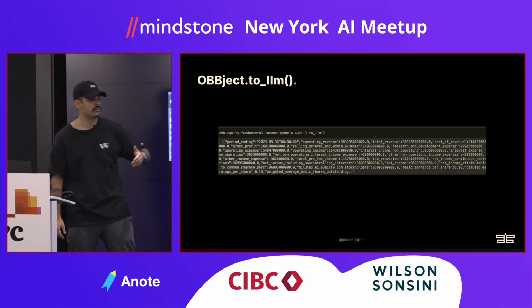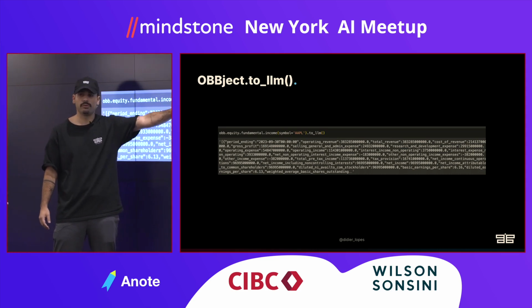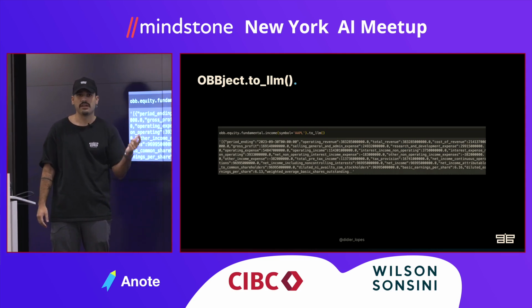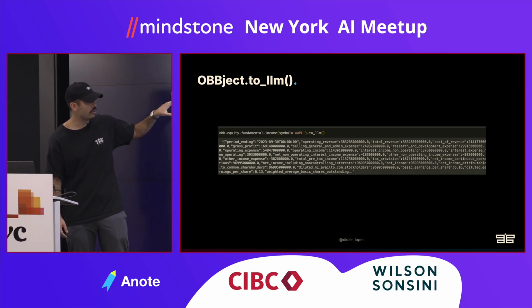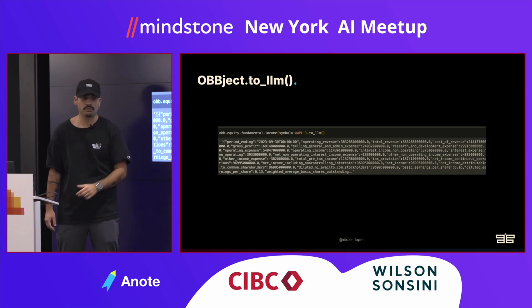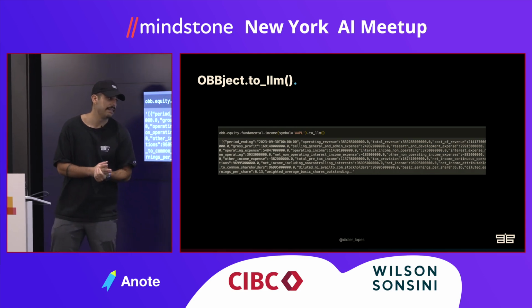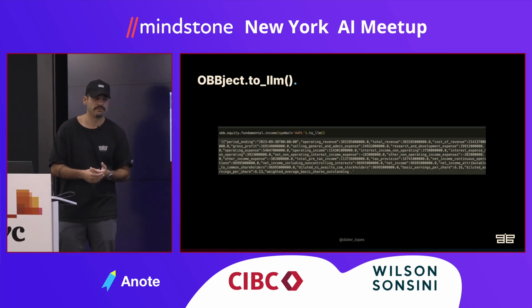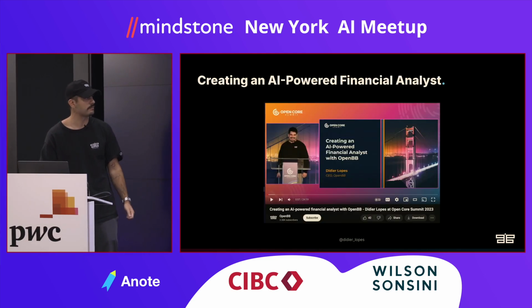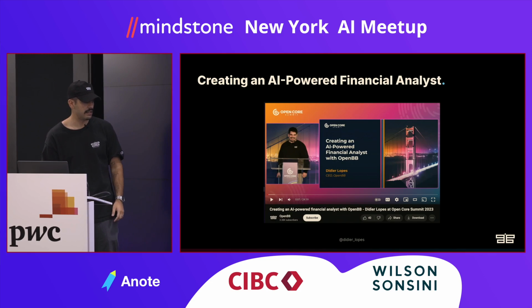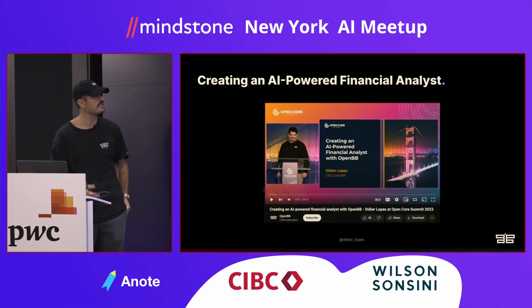And so, for instance, one of the things that we added on the OBBject was the capability to do to_llm, which returns the data frame in terms of a JSON, and we stringify it to make it easier and use less tokens for context. And then the doc string, we went through all of the doc strings of the functionalities, and we make sure that the signature, the parameters, the description was really, really good. And that improved a lot the accuracy of agents leveraging the platform. And so we created an AI-powered financial analyst, which I'm going to show you the architecture today. And we actually talked about it at Open Core Summit 6-7 months ago now.